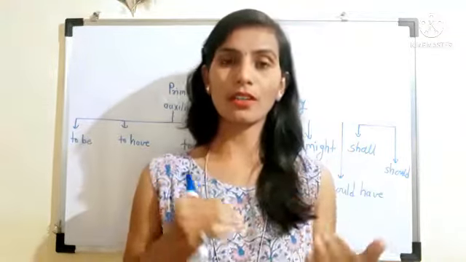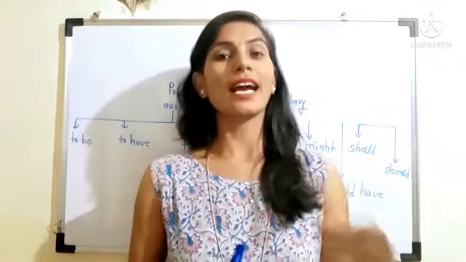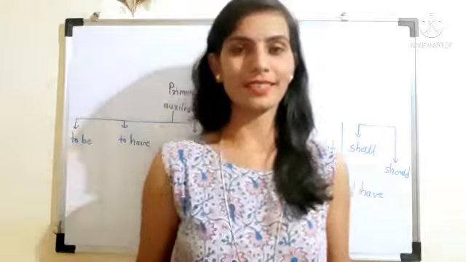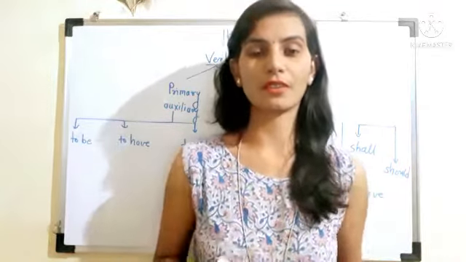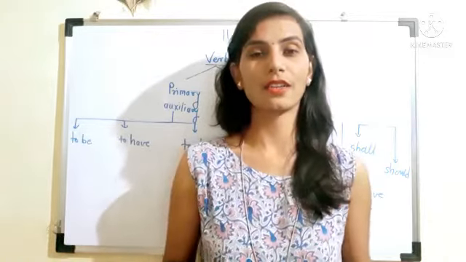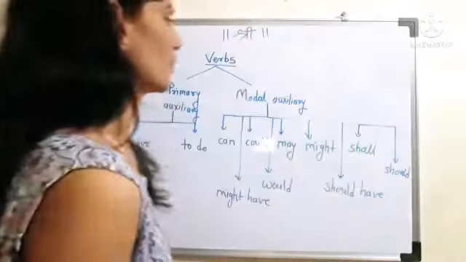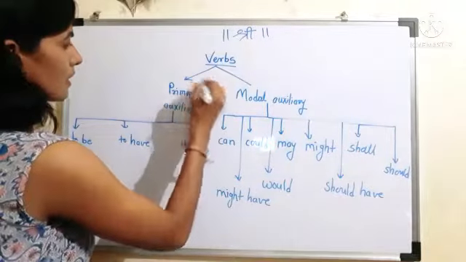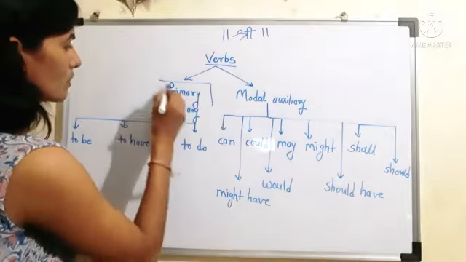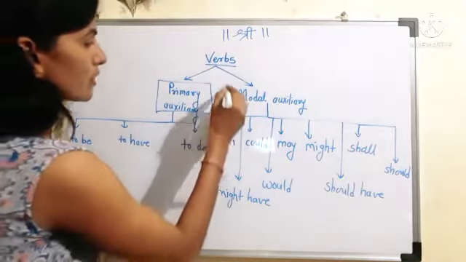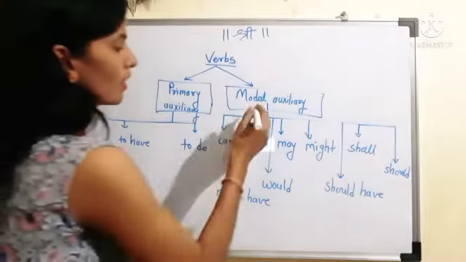You know, these regular and irregular verbs are categorized into primary auxiliary and modal auxiliary. So let us learn what the primary auxiliary is and which kinds of verbs are considered modal auxiliary. So see here, look at the board. Verbs are categorized into two parts first. First is primary auxiliary, and the second one I have given is modal auxiliary.